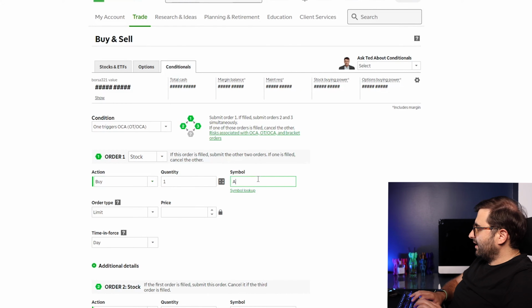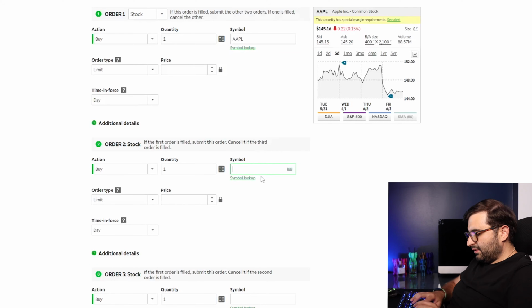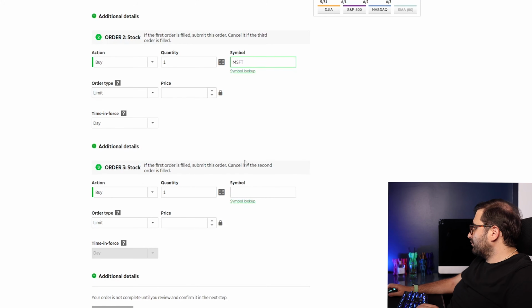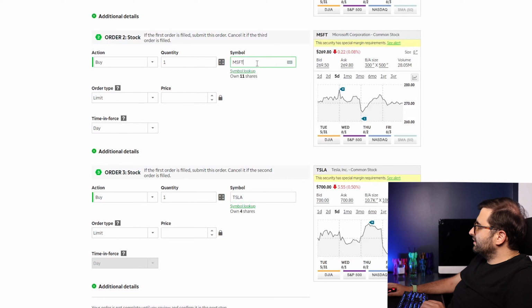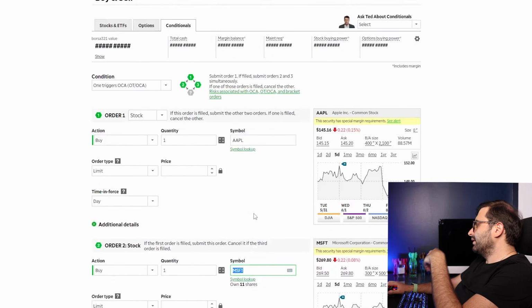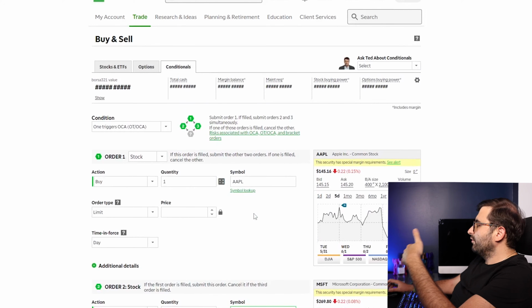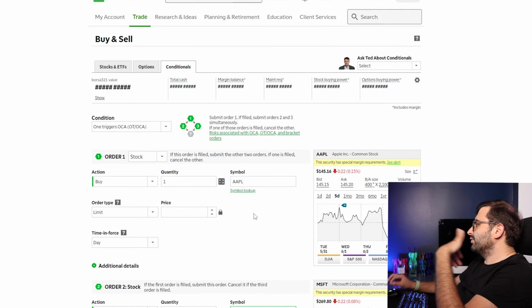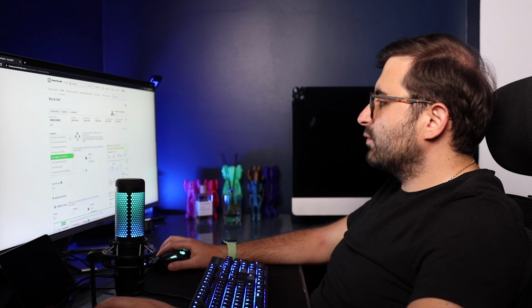Think like that. I would like to buy Apple again, and if Apple got filled, I would like to buy Microsoft and Tesla. But if this Microsoft order got filled first, Tesla will cancel automatically. This is how it is. Very easy again, very useful for the people who don't have time to follow the market. Let's continue with the next one.